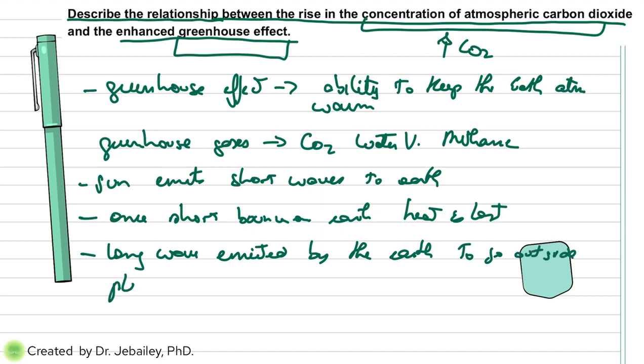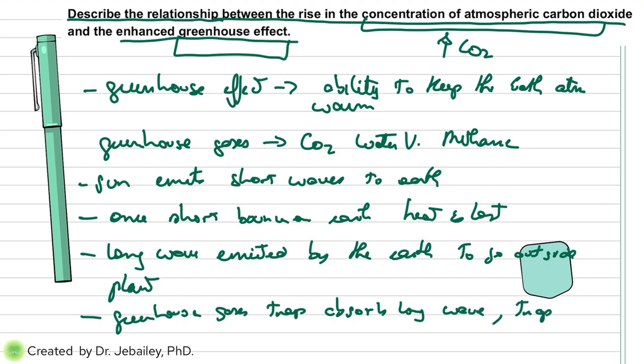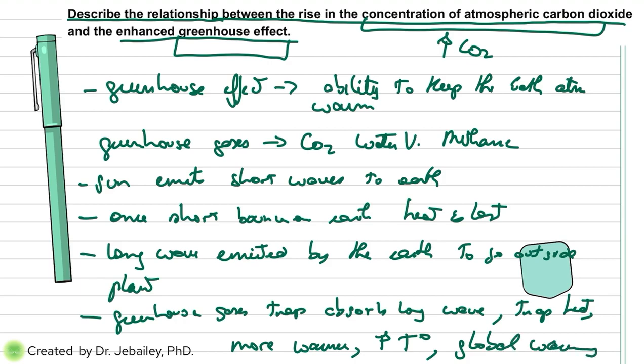However, in the middle of this, we have the greenhouse gases. What do they do? They trap and absorb the long wave. So they basically are trapping what? Heat. And when they trap heat, it becomes warmer. In this case, you can say the temperature just goes up. And this leads to global warming eventually in the long run. So these are the very straight-to-the-point answers to this global warming question.